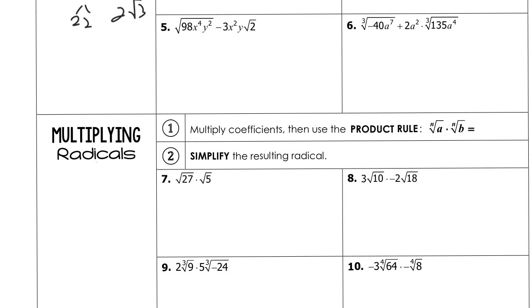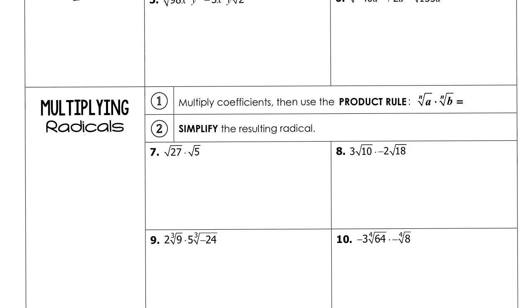Okay, so multiplying radicals, we use something called the product rule. First you multiply the coefficients, and then you use the product rule to multiply radicals. And the product rule simply means that if you have two different radicals and they have the same index, then you can just rewrite the index. So it becomes the nth root of a times b. You just multiply what's underneath the radical. So that's all it is.